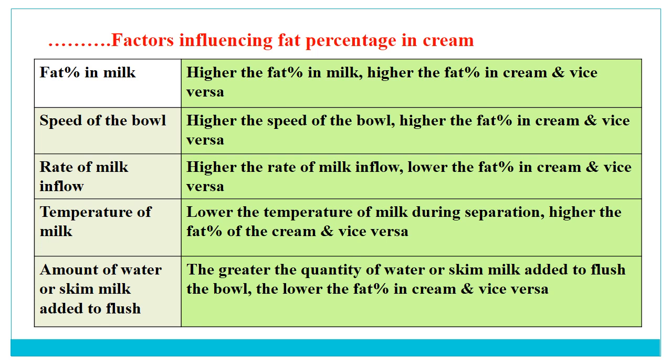Rate of milk inflow. Higher the rate of milk inflow, lower the fat percent in cream, and vice versa. That means if the flow of milk is very high, naturally it will not be separated 100%, so the fat percent will be less in the cream. Temperature of milk. Lower the temperature of milk during separation, higher the fat percent in the cream, and vice versa. That means if the temperature is high, the fat will be melted and it will be more difficult to separate. When the temperature is lower, more fat will be in the cream. And as I mentioned, some water and skim milk is added to flush. So if we add a greater quantity of water or skim milk, that will result in a lower fat percent in cream, and vice versa.